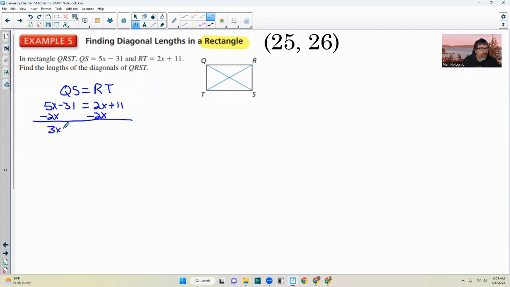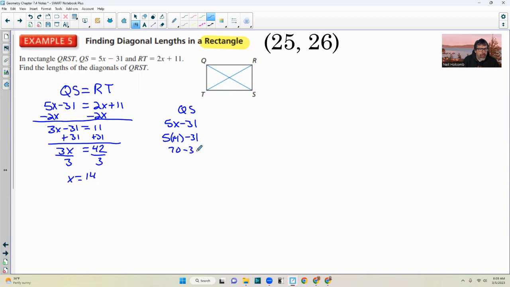5x minus 2x is 3x minus 31 equals 0 plus 11. Add 31 to both sides, and I get 3x equals 42. Divide both sides by 3, and x equals 14. Okay, so then you write QS is 5x minus 31, which is 5 times 14 minus 31. 5 times 4 is 20, carry the 2. 5 times 1 is 5, plus 2 is 7. 70 minus 31 is 39.